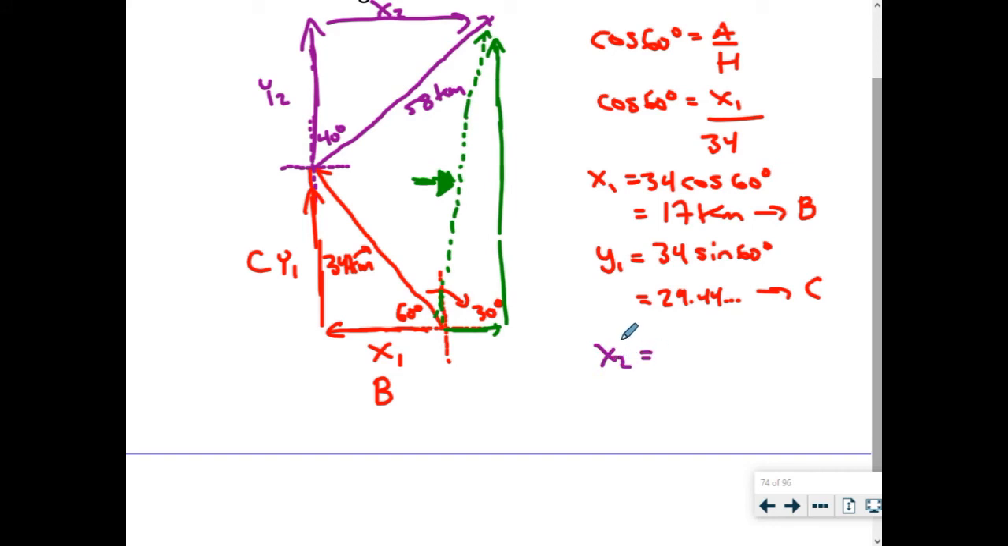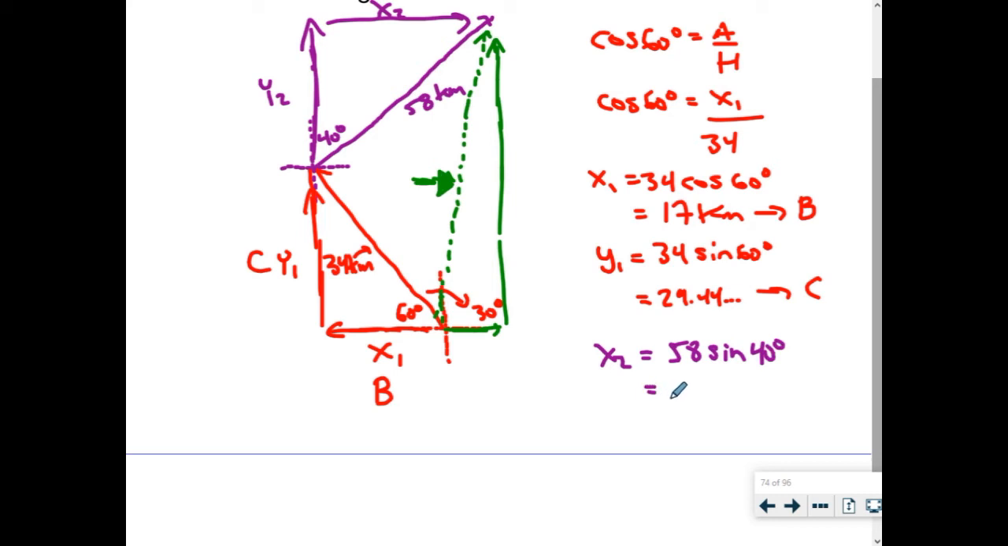Now, in this particular case, I guess you got to figure out whether it's opposite or whether it's adjacent I'm looking for. Since I'm looking for the opposite, I'm going to use sine, because sine involves opposite, cosine involves adjacent. So I'm going to use 58. And then I said it was opposite, right? So that's sine. So it'll be 58 times the sine of 40.